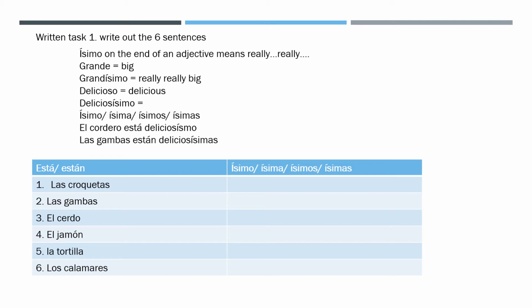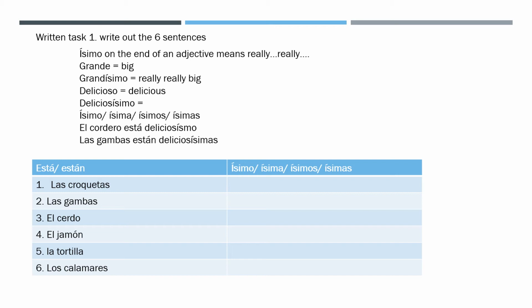So with las croquetas, would it be las croquetas está or las croquetas están? The croquettes is or the croquettes are? Good. Are. Las croquetas están. And then which ending are we going to choose for delicious? We could choose croquetas, plural, feminine. Deliciosísimas. So you're going to go through this table, and if you can't type in here, just write it on a piece of paper and include it in the photo that you send me.